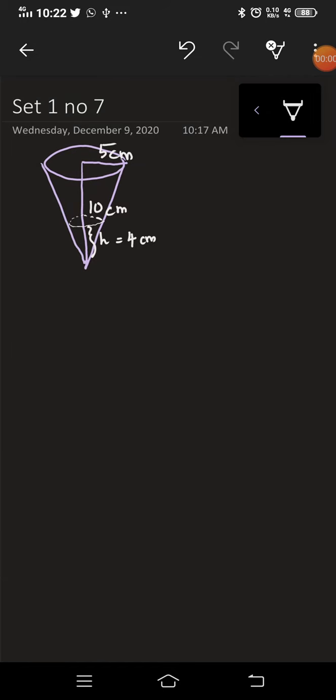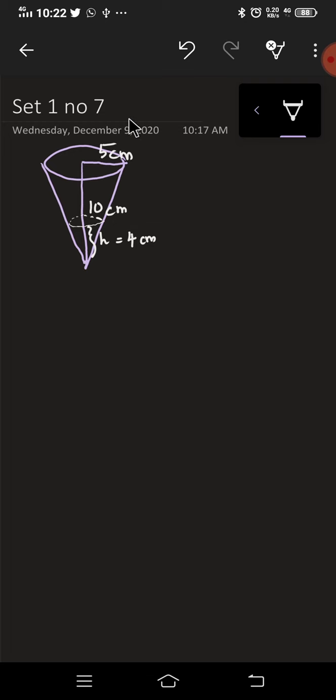Okay, so for question number 7, water is poured into an inverted cone. So we have an inverted cone, maksudnya cone tu balik, of depth 10 cm. So ketinggian dekat sini, kedalaman dia 10 cm and then radius 5 cm. So cone, so base dia mestilah bulat. So at a rate of 8 cm cube per second.